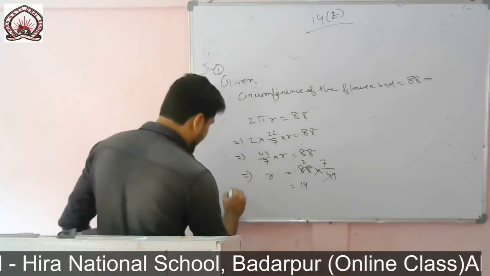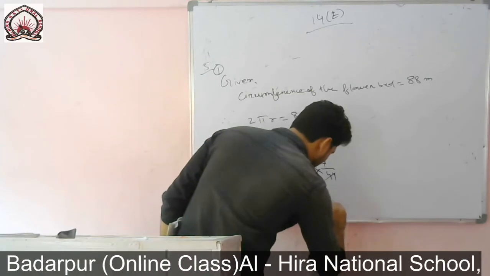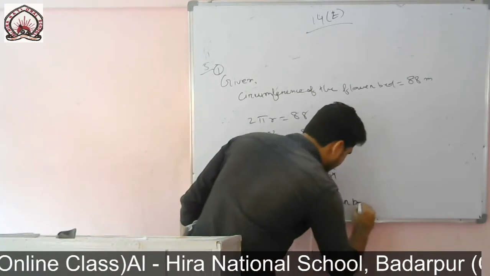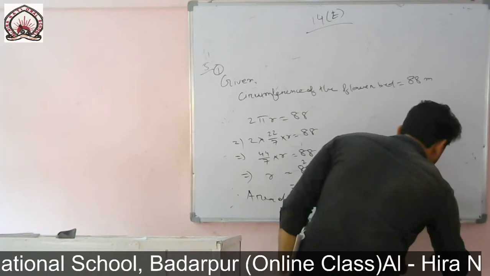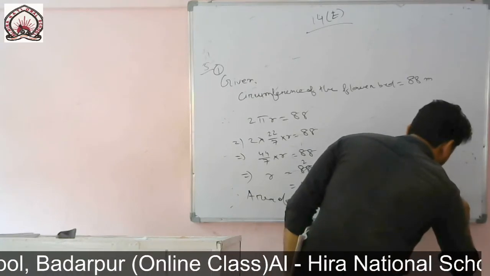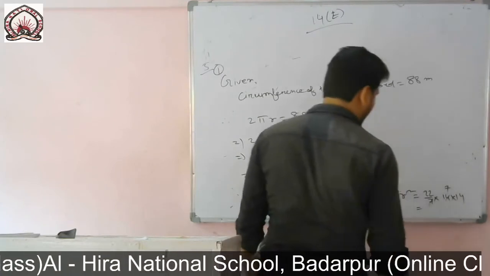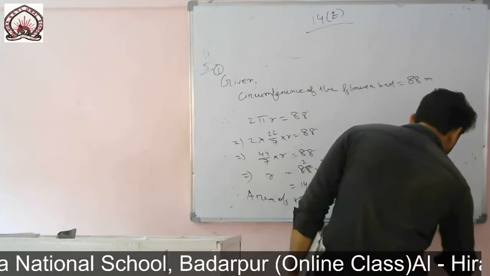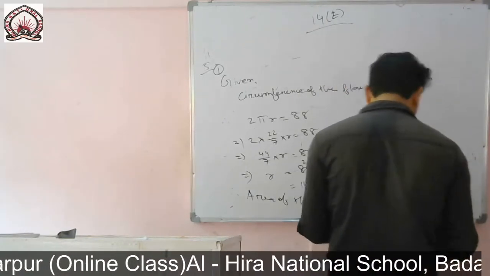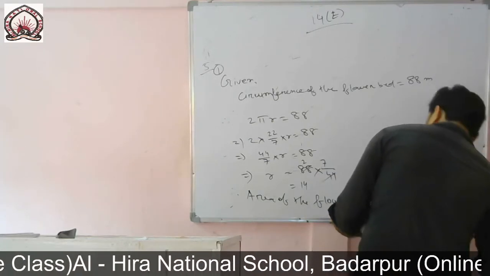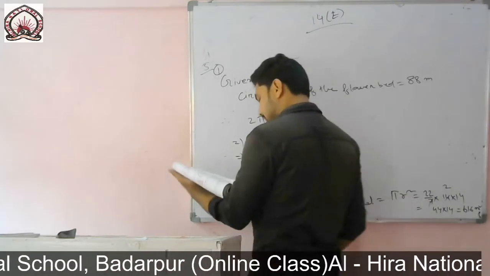Now you have to find its area. Therefore the area of the flower bed will be pi r square. That means I can write 22/7 into 14 into 14. Cancel, then we'll get 7. Then 22 into 14, we'll get 616 meter square.